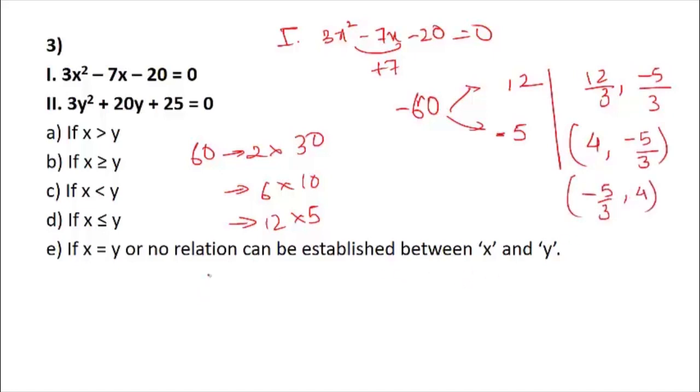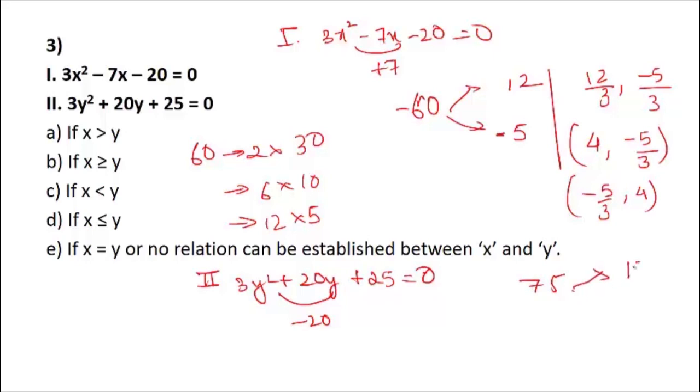Now let us take question number 2, that is value of y. 3y square plus 20y plus 25 is equivalent to 0. Okay, now if you see, we'll change the sign of this, that is minus 20, and multiply these two, we'll get 75. Okay, now we have to break it in such a manner that we get 20. How could we do this? If you see, 15 into 5 is 75.